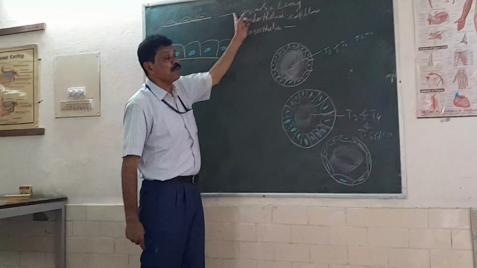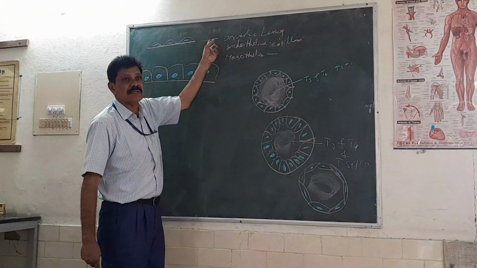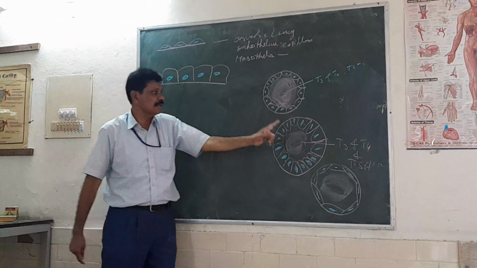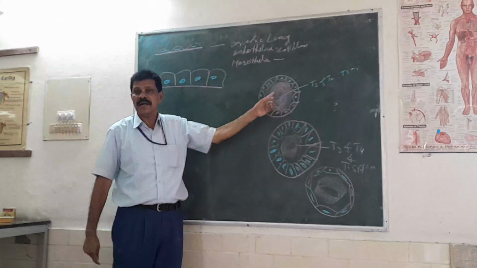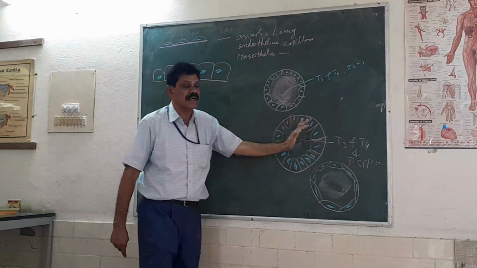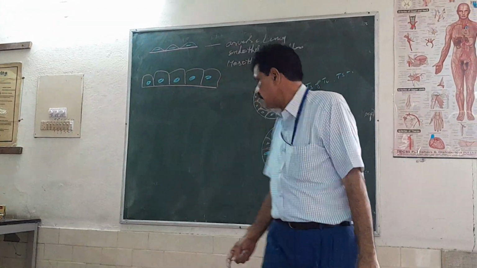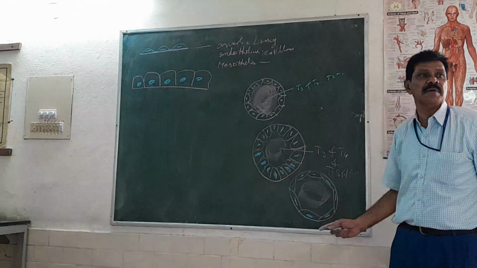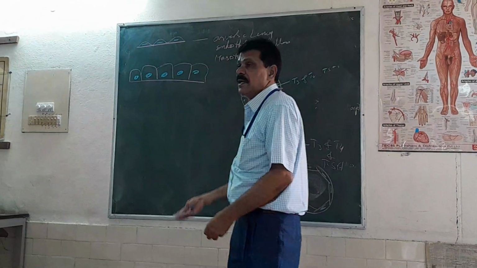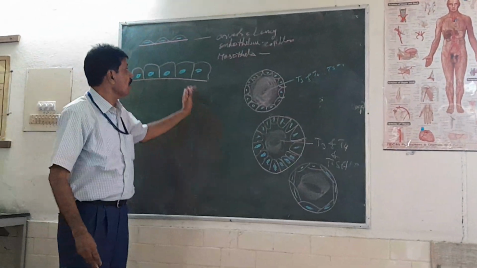So for simple function and not much function, squamous. Average function, cuboidal, normal thyroid. More function, hyperthyroidism. Less function, hypothyroidism, it becomes squamous. So whenever I am explaining the epithelium, I am explaining all of this.